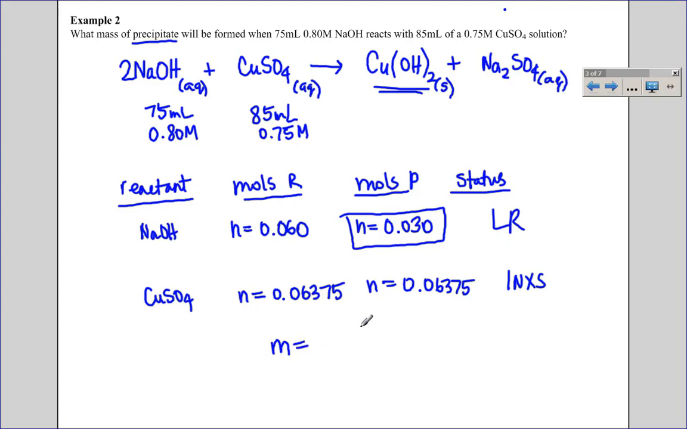In my last step, I can find the mass of the copper hydroxide. So I can multiply the moles of the copper hydroxide that I'm able to produce by the molar mass, which is 97.57, and I find that I'm able to produce 2.9 grams of the copper hydroxide. So this setup is exactly the same as it was in the previous unit when we studied limiting reactants. The difference is that we're dealing with concentrations and volumes instead of only being given the masses.